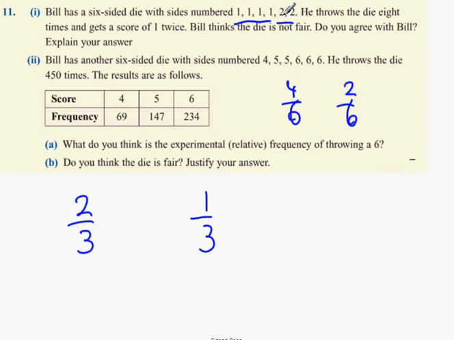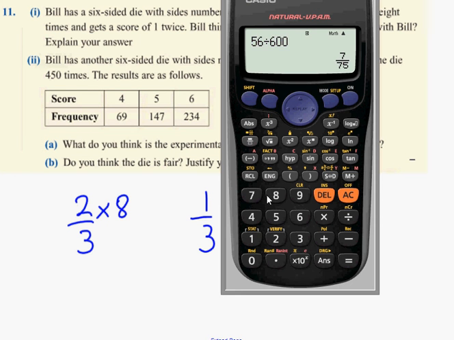Does everybody see that? If there's 2 2s, Dennis. Sorry, 2 happens twice, that's 2 out of 6. 1 happens 4 times, that's 4 out of 6. Multiply that by how many times you threw it. And he's saying that he gets a score of 1 twice. How many 1s should he get? You should roughly get 8 multiplied by 2 out of 3. It won't be an even number.